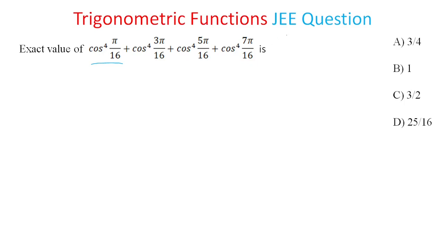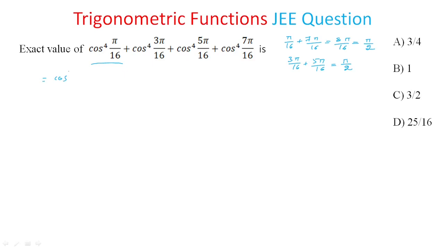You observe the angles π/16 and 7π/16. Taking the sum of these two, it is 8π/16, that is π/2. The sum of two angles equal to π/2 means these two angles are complementary angles. Similarly, 3π/16 plus 5π/16 is equal to π/2. These two angles are also complementary angles.